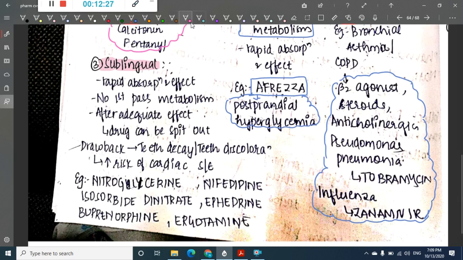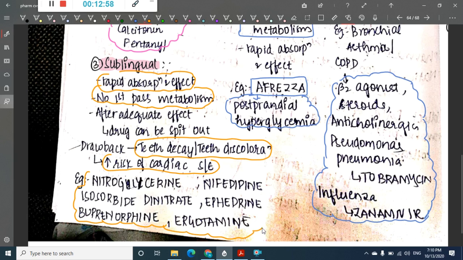Then if you see the sublingual route, it has rapid absorption and rapid effect. Even here we have no first pass metabolism. After adequate effect we can spit out the drug, but there are side effects, like tooth decay or tooth discoloration, and an increased risk of cardiovascular side effects is also seen through the sublingual route. Examples include nitroglycerin, nifedipine, isosorbide dinitrate, ephedrine, buprenorphine and ergotamine.